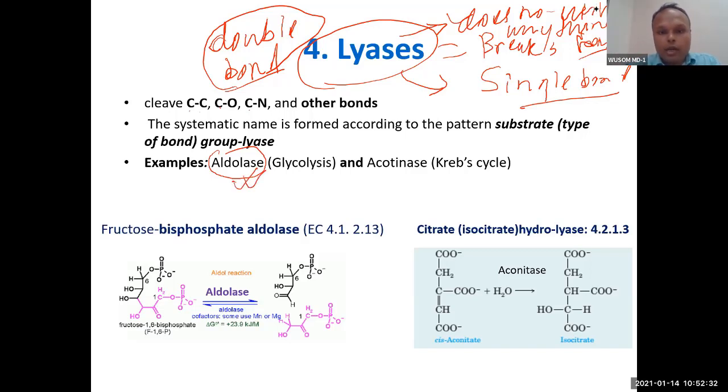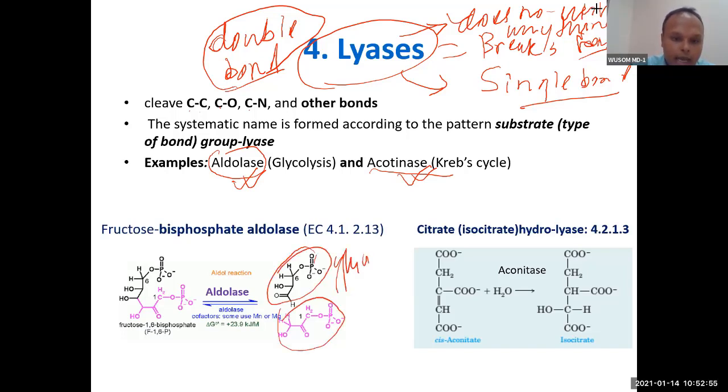We have two examples of lyases. You can see aldolase and you can see aconitase. Aldolase in glycolysis. So you can see here aldolase breaking the bond. This is a glucose molecule. So you can see the pink part and this black part. This will be broken down into two. This molecule will not utilize anything, just breaks it into two. One is glyceraldehyde 3-phosphate and the other is dihydroxyacetone phosphate.